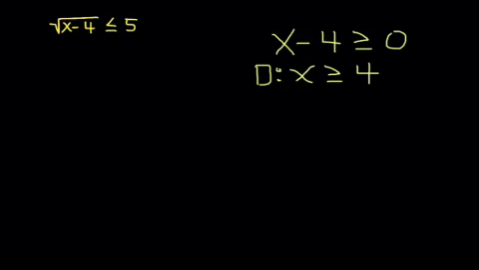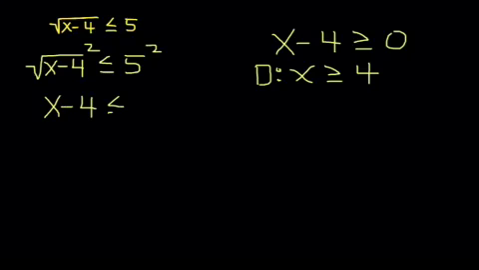Now I'm going back to the left side. Again, I'm going to square both sides. That gets rid of the square root sign, and 5 squared is 25. And it is another linear inequality, so I solve it like a linear equation. I add 4 to both sides, and my solution says x is less than or equal to 29.